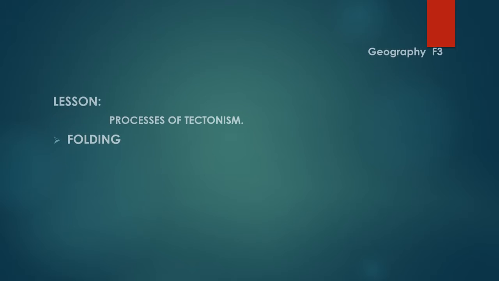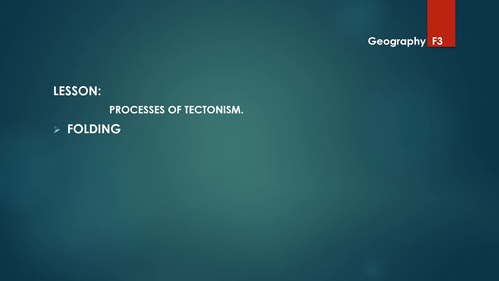Talking about our lesson of today, it is entitled Processes of Tectonism and precisely folding. We have treated tectonism, and today we are talking about its processes. One of the major processes of tectonism is folding. We introduced it in our last class that there are three main processes, which are folding, faulting, and earthquakes. So today we are going to talk about folding.